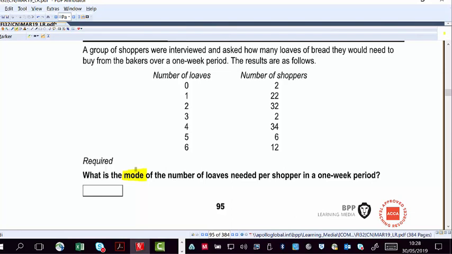each amount of loaves, and the mode is the most frequently occurring item, and therefore we can see that the most frequently occurring item is 4, because that's the greatest number of shoppers that acquired those number of loaves. So the mode, the answer we would provide here, would be 4. The most frequently occurring item is 4. 4 is the most frequent number of loaves that are bought in a 1 week period.